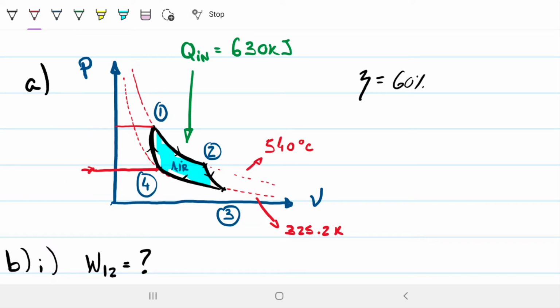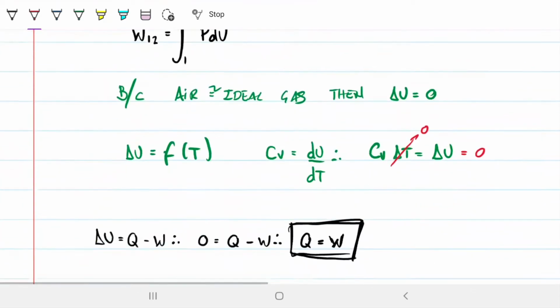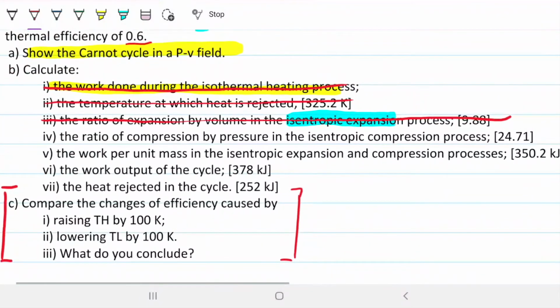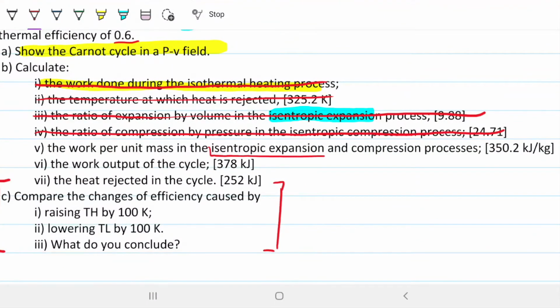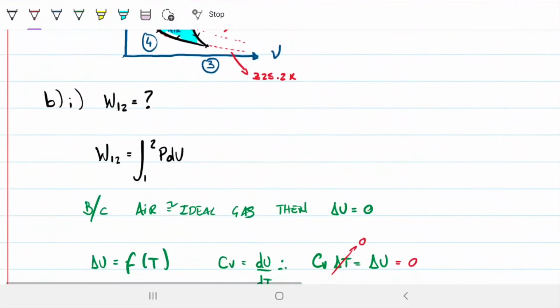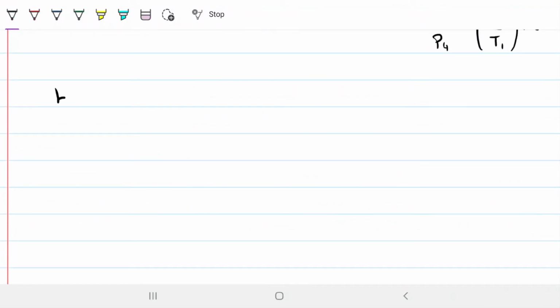Brilliant. What's next? Next part of the problem. Oops, wrong way. So this is done. The work per unit mass in the isentropic expansion and compression processes. So the isentropic ones are the ones we just looked at. We know a lot about them already, and we're trying to find the work per unit mass. Okay, so this is B5.